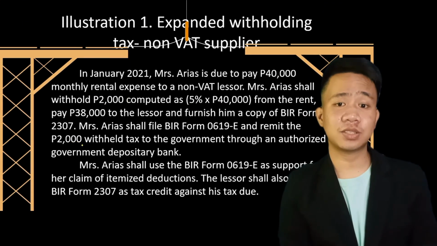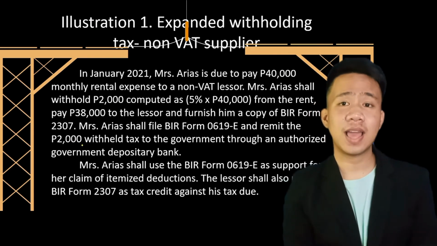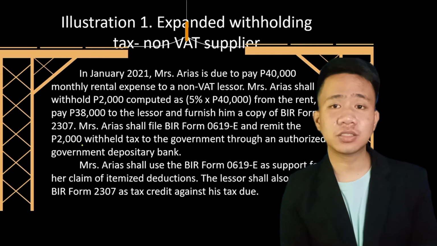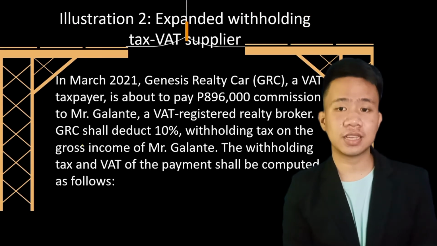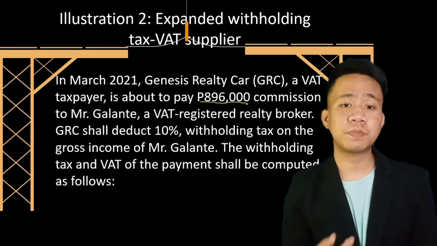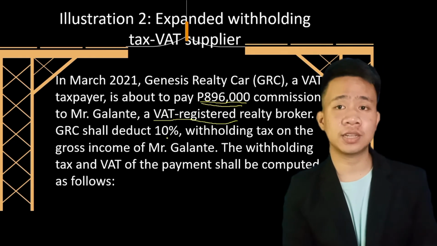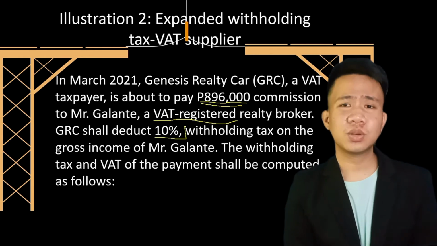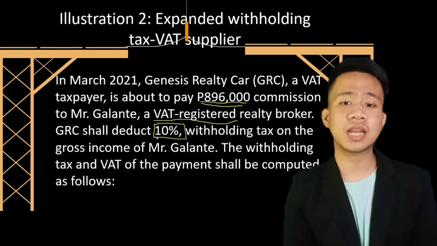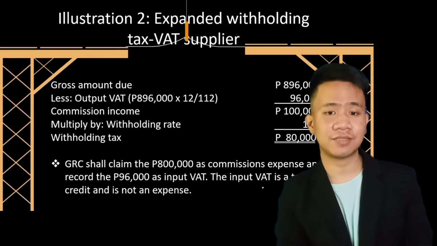So we have the illustration wherein the supplier is a VAT supplier in the expanded withholding tax. In March 2021, Genesis Realty Corporation or GRC, a VAT taxpayer, is about to pay 896,000 pesos commission to Mr. Galante, wherein Mr. Galante is a VAT registered realty broker. So GRC shall deduct 10% withholding tax on the gross income of Mr. Galante. The withholding tax and the VAT of the payment shall be computed as follows.